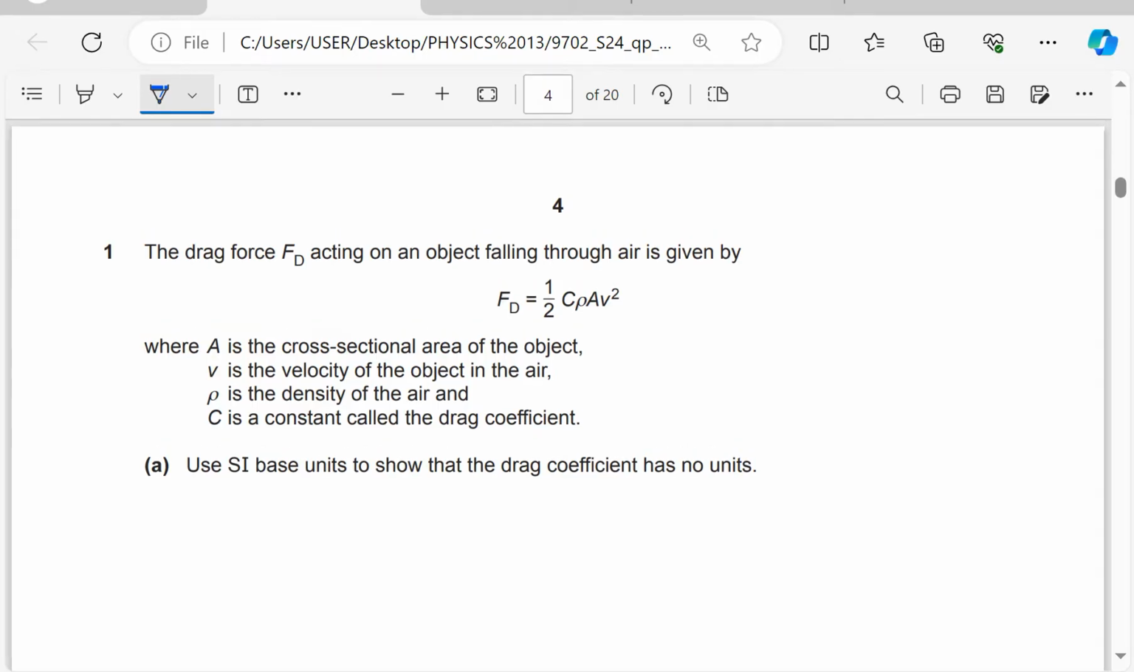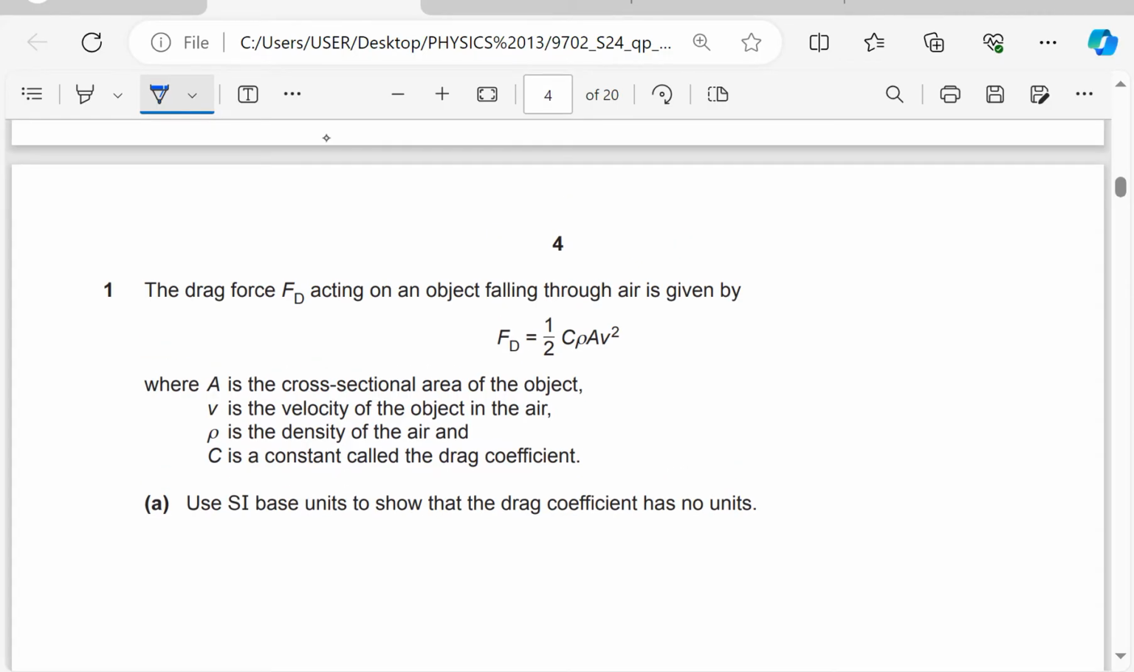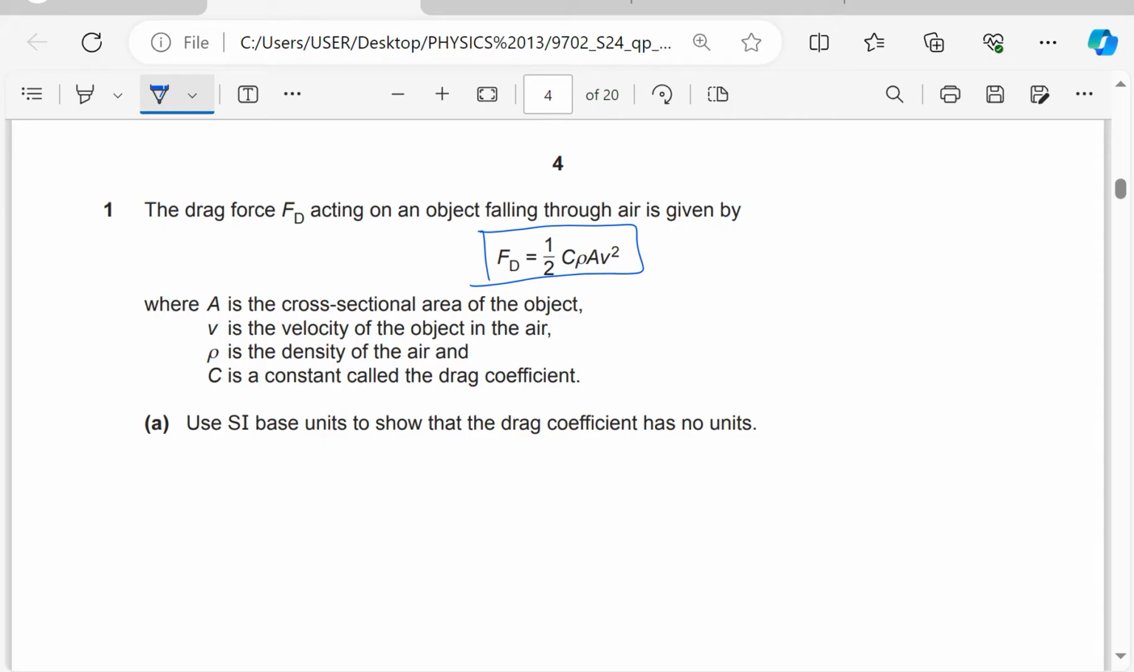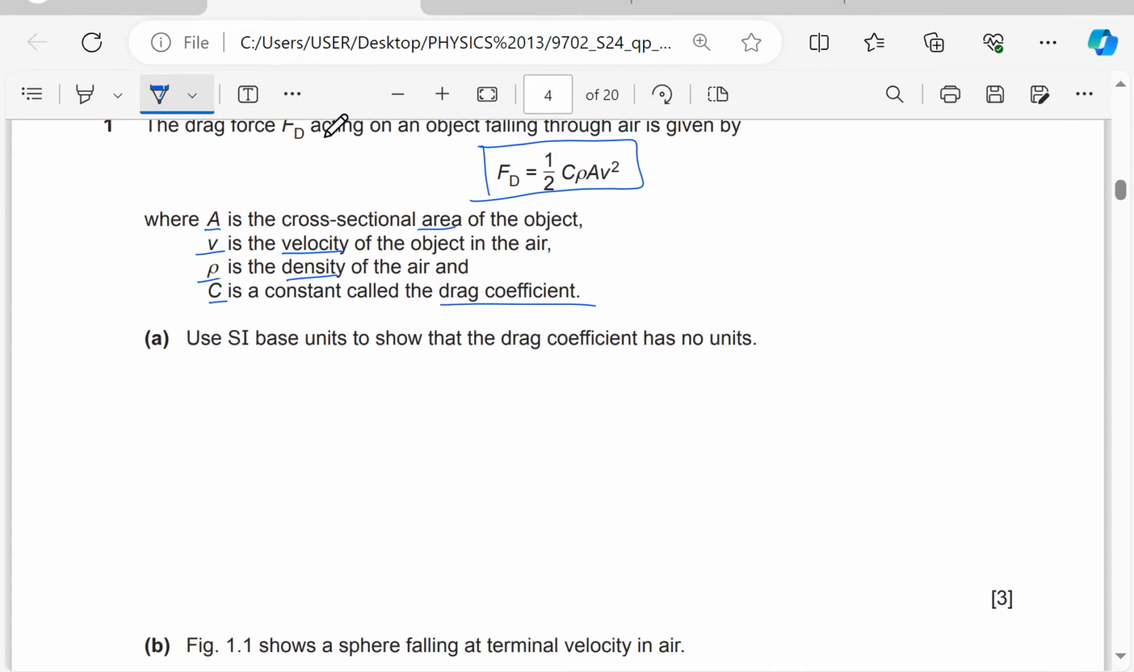So the drag force Fd acting on an object falling through air is given by this equation here, where A is the cross-sectional area, V is the velocity, rho is density, C is a constant called the drag coefficient. Use SI base units to show that the drag coefficient has no units.